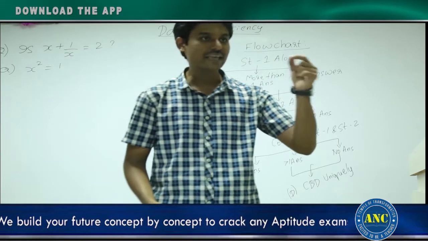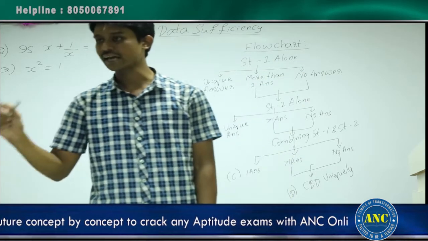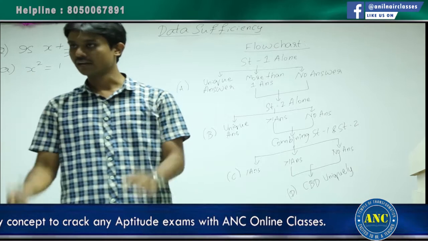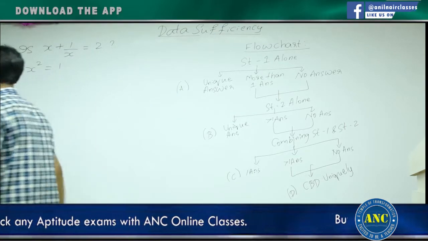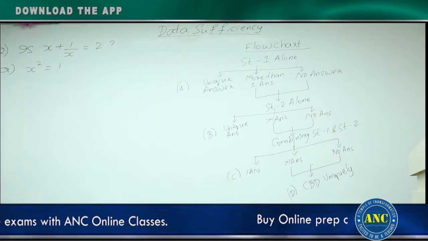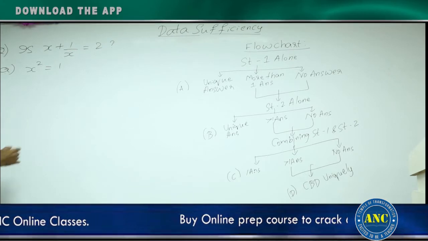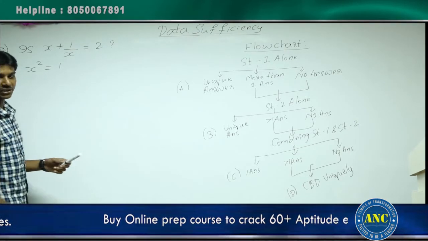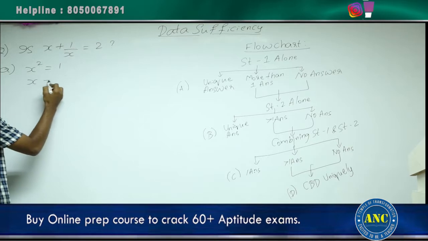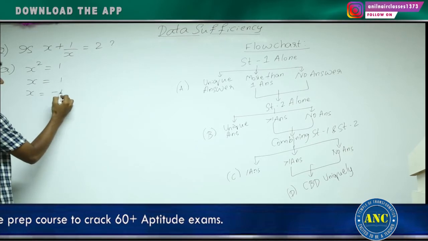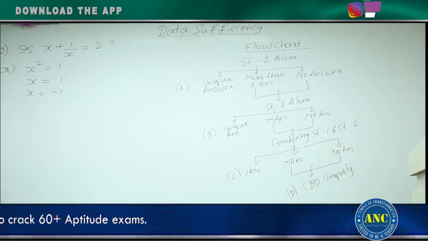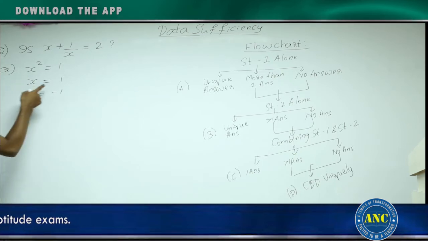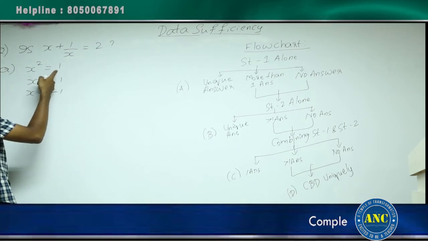He is always telling the answer as yes. He is always telling the answer as no. Both are unique answers. Understanding? The same analogy applies here. Listen carefully. Is x plus 1 by x equal to 2? Statement 1: x square equal to 1. I am taking statement 1 alone. If x square is equal to 1, then x is 1 and x is minus 1. Possible values of x are plus or minus 1. These two values will satisfy the sub question.